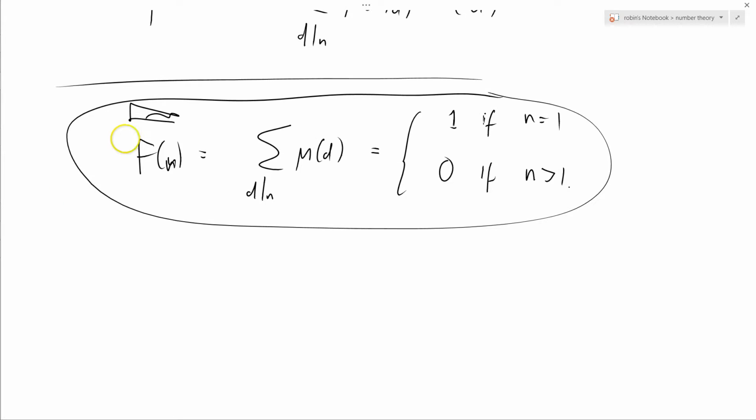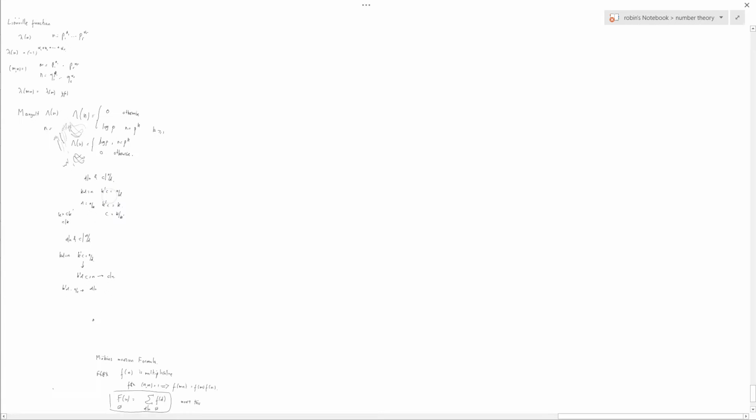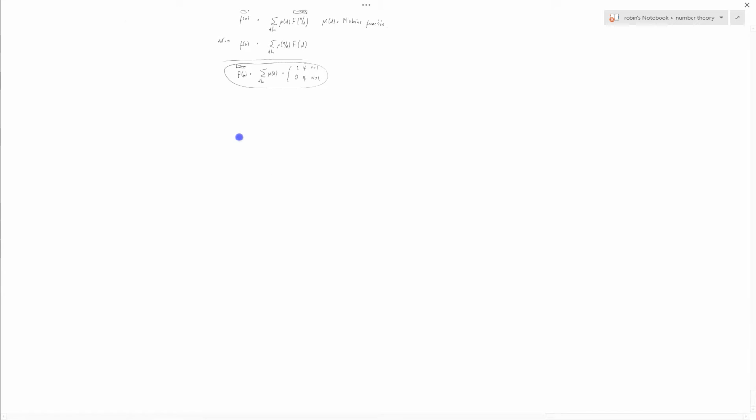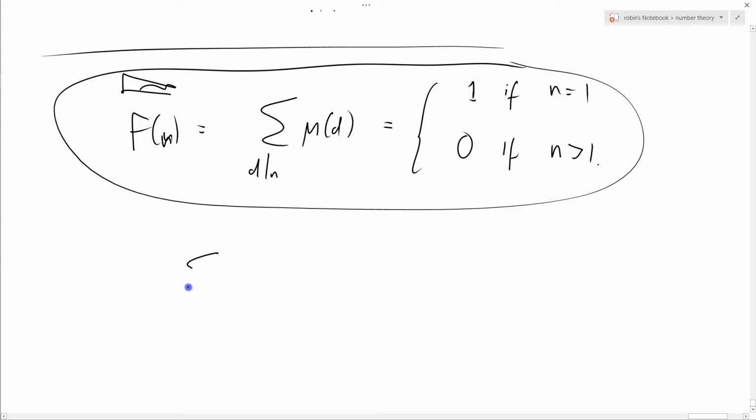Okay, well, let's just start with this. Let's just write out the right hand side, which equals the sum over d divides n of mu of d, where mu is the Mobius function, capital F of n over d.